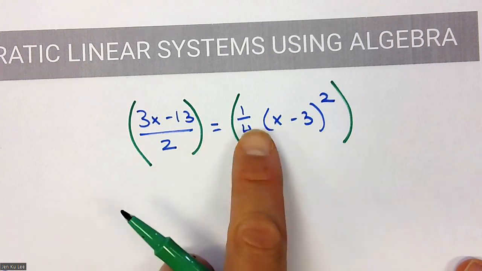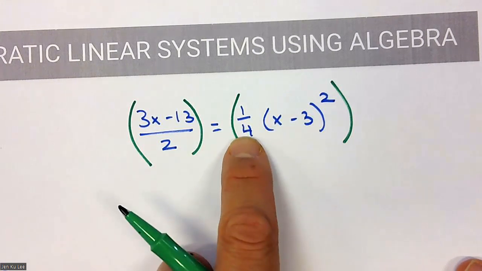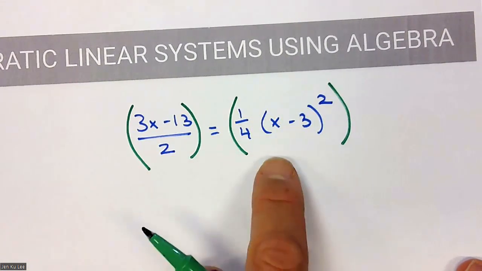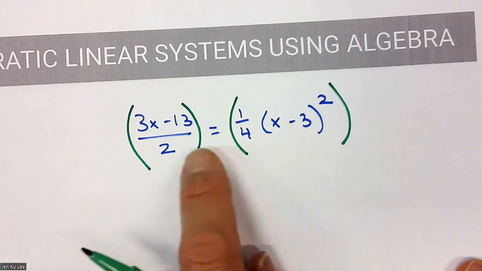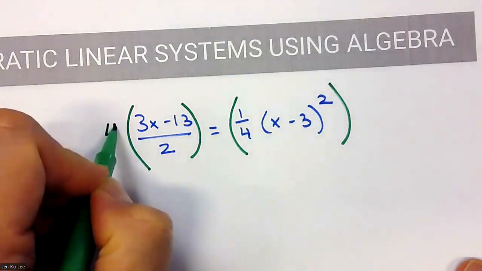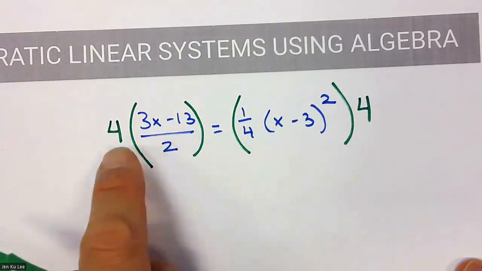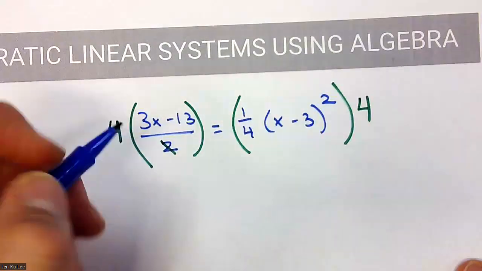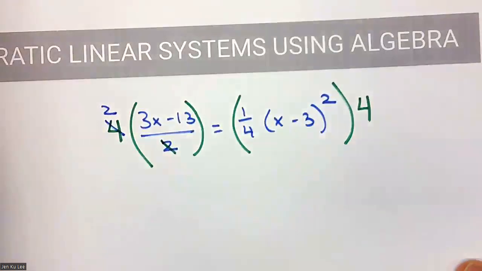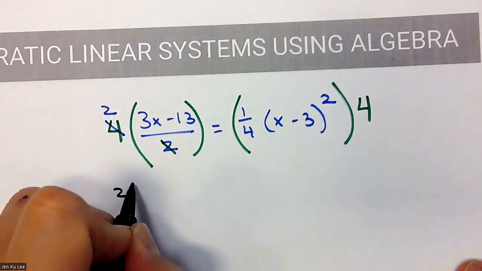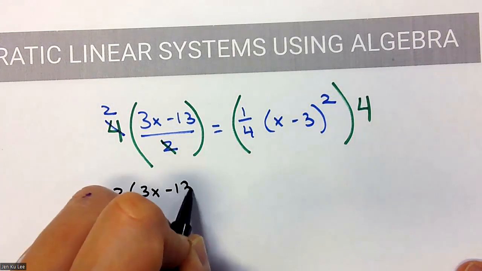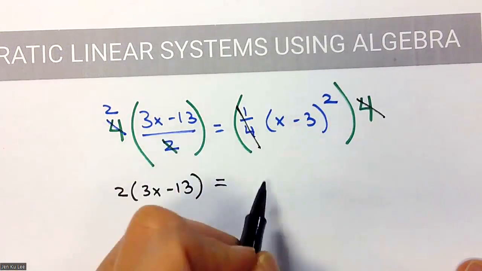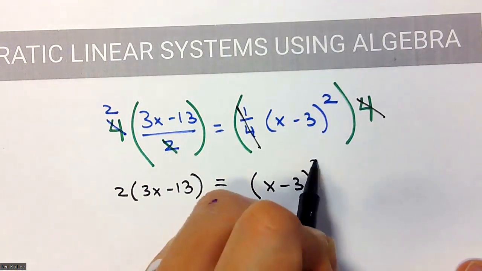I want to get rid of the 2 and the 4 because this is also a fraction, right? 1/4 and a denominator of 2. So what's your LCD, or your lowest common denominator, between 4 and 2? 4. So if I multiply this side by 4, 2 cancels out with the 4, and I get 2. So I have 2 times 3x minus 13 equals, this 4 cancels out with this 1/4. So I just have x minus 3 quantity squared.